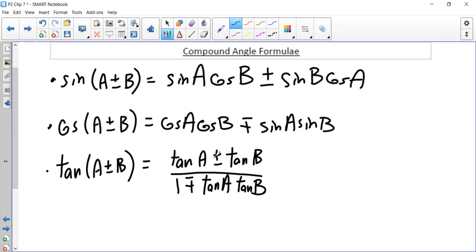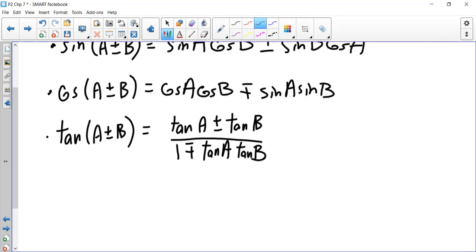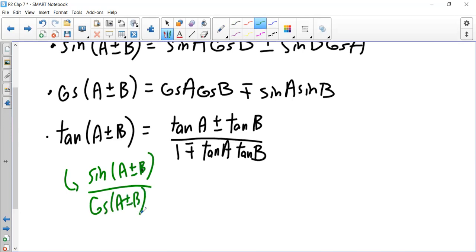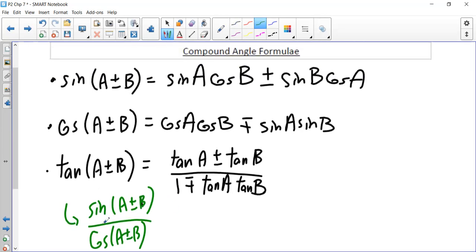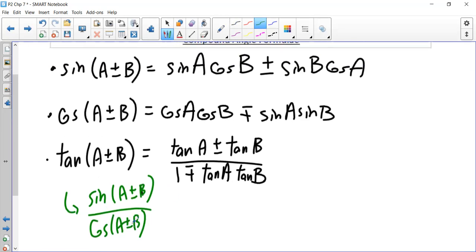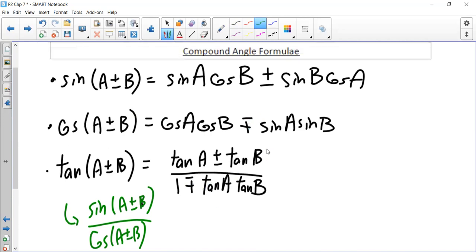Wondering why it is plus and minus on the top and minus and plus on the bottom? Well, think about this. Tan also equals sine over cos. So, not officially on the formula booklet, tan A plus minus B also equals sine A plus or minus B over cos A plus and minus B. I suggest you write this down. And think about this: if you've got cos in the denominator, remember plus and minus for cos is minus and plus. Therefore, that's a minus and plus. So these are all given in the formula booklet.